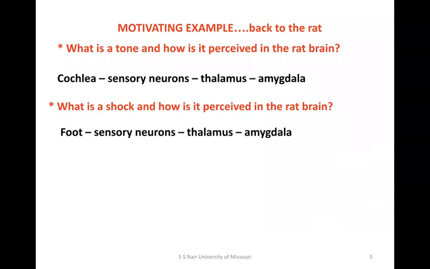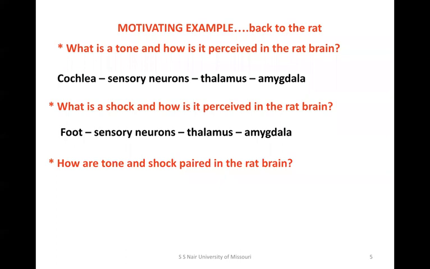Now, the key point is that both the tone and shock signals converge onto the same amygdala neuron. So the tone signal went from the cochlea, sensory neurons, thalamus, and amygdala, and the shock from the foot, sensory neurons, thalamus, and the amygdala. Both of these are converging on the same neuron in the amygdala.